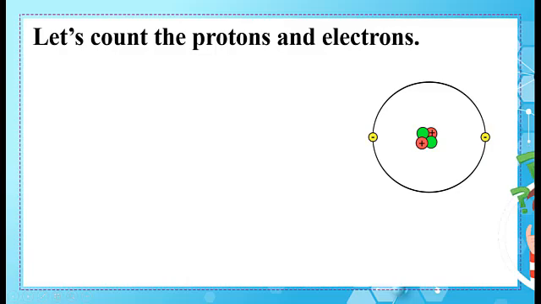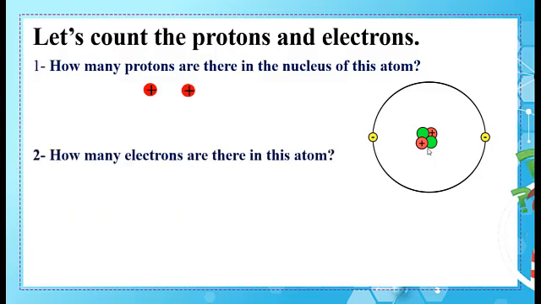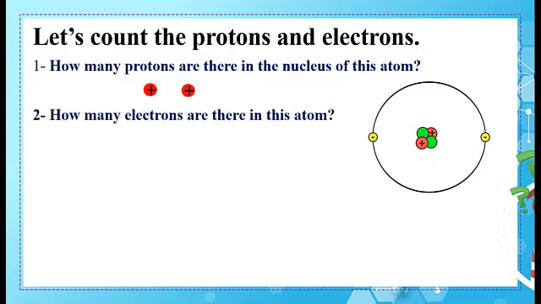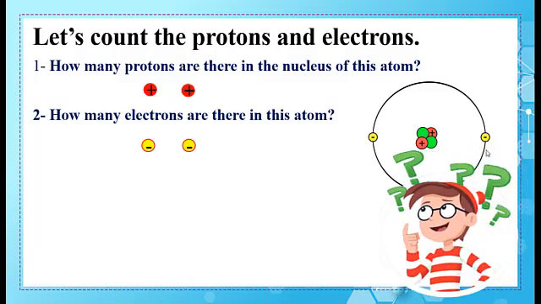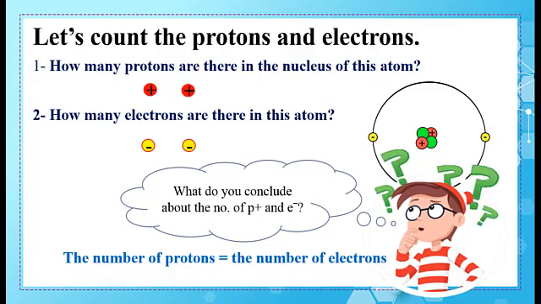Consider the following atom. Let's count the protons and electrons. How many protons are there in the nucleus of this atom? 1, 2. 2 protons. How many electrons are there in this atom? 1, 2. 2 electrons. So, what do you conclude about the number of protons and electrons? The number of protons is equal to the number of electrons.